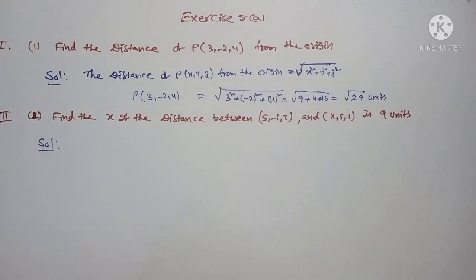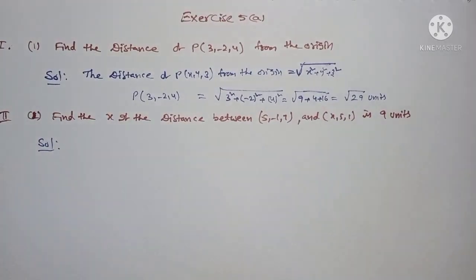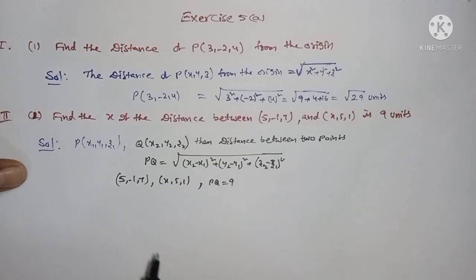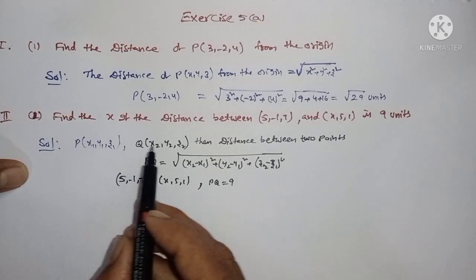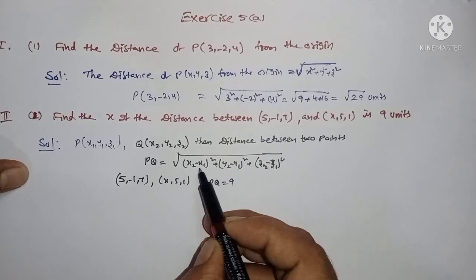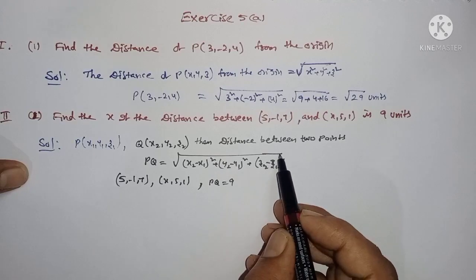Second bit, first problem. Find the x if the distance between 5 comma minus 1 comma 7 and x comma 5 comma 1 is 9 units. Therefore you can write the formula of the distance between two points. For P of x1 y1 z1 and x2 y2 z2, the distance between the two points is under root of x2 minus x1 whole square plus y2 minus y1 whole square plus z2 minus z1 whole square.